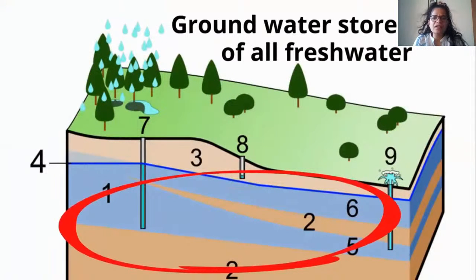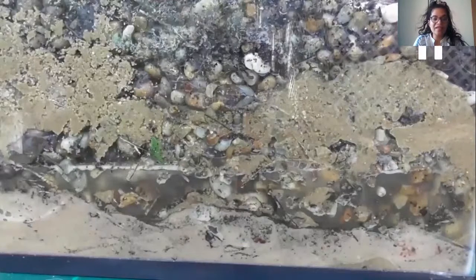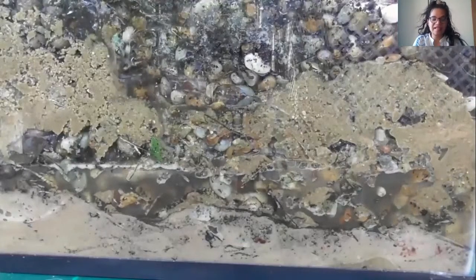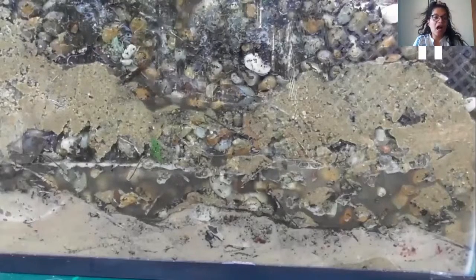Some of you will ask me, ma'am, what is groundwater? Groundwater is the water that finds its way between the gaps. Can you see the water coming from between the gaps? That's exactly how water seeps into the ground. So groundwater is the water that finds its way between the gaps of the rocks and sediments underground. As the water seeps into the ground, it may find its way into an aquifer.